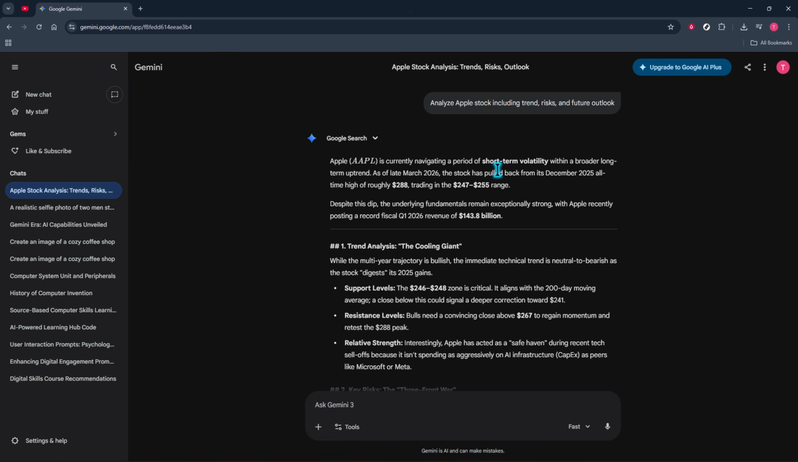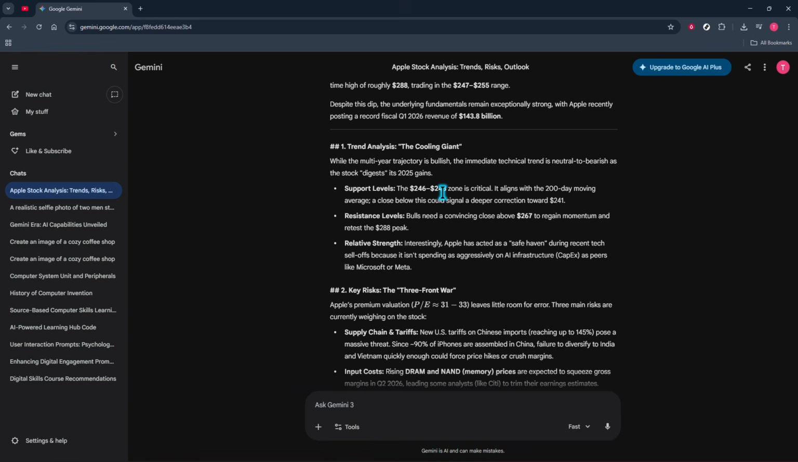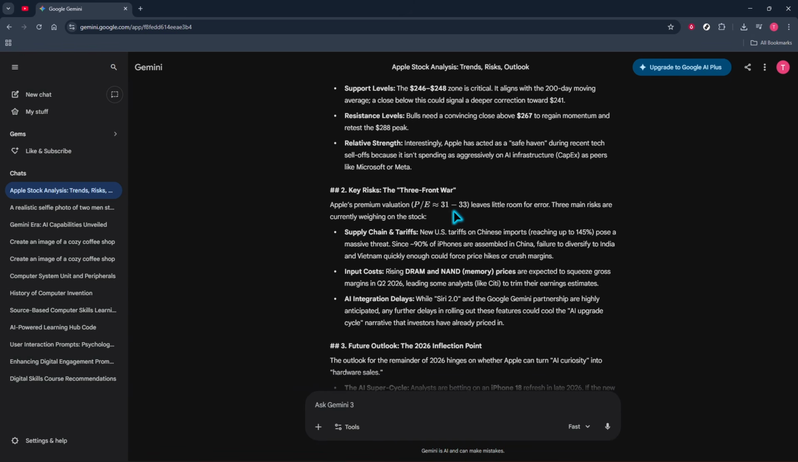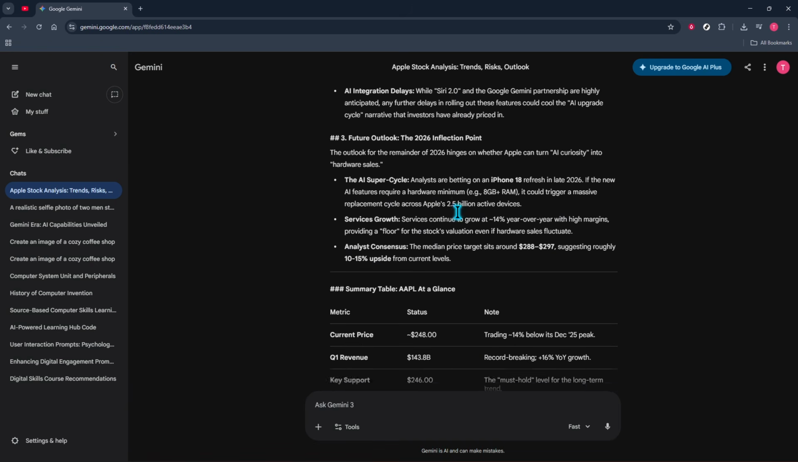To begin, try a simple prompt. Type, "Analyze AAPL stock." Even better, be specific. Analyze Apple stock, including trend, risks, and future outlook. Gemini will typically return an overview of the recent price trend, notes on company performance, and key risks to watch. The more context you give, such as a time frame or what you care about, the more focused the response becomes.